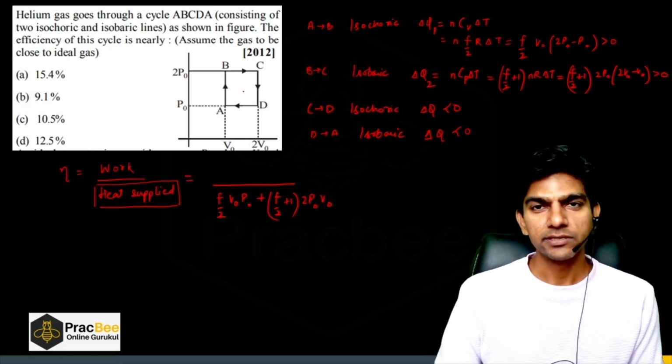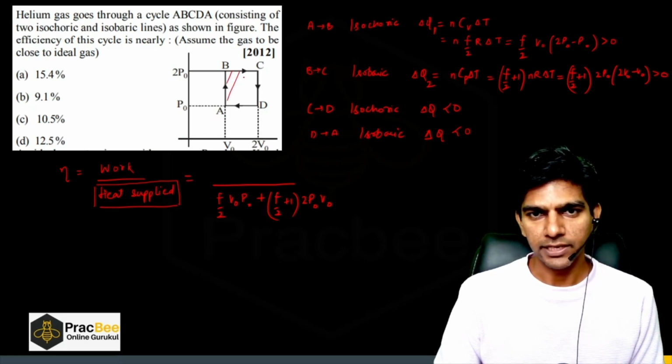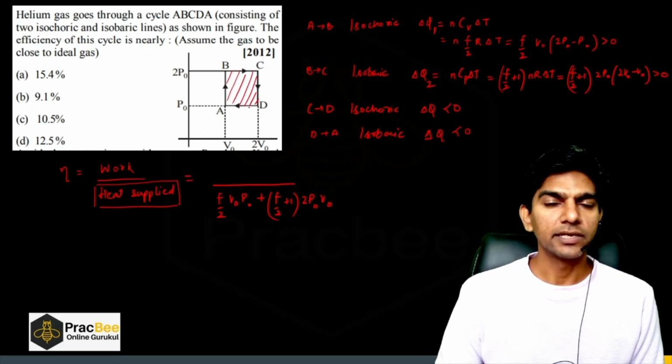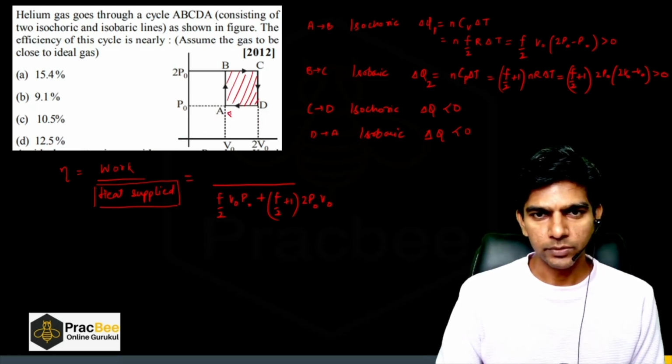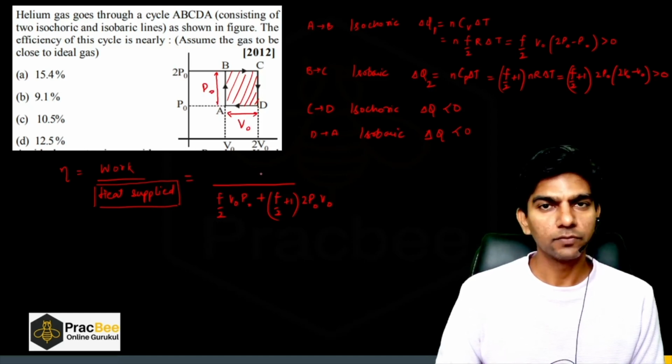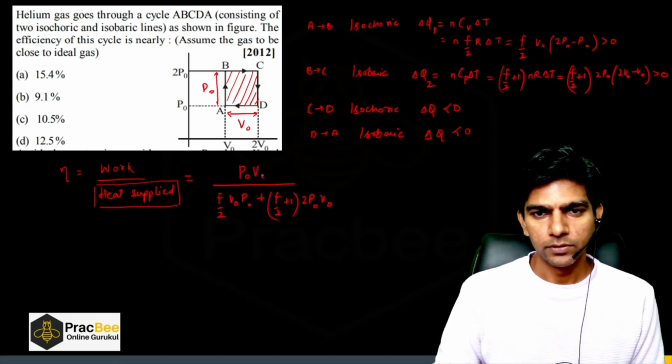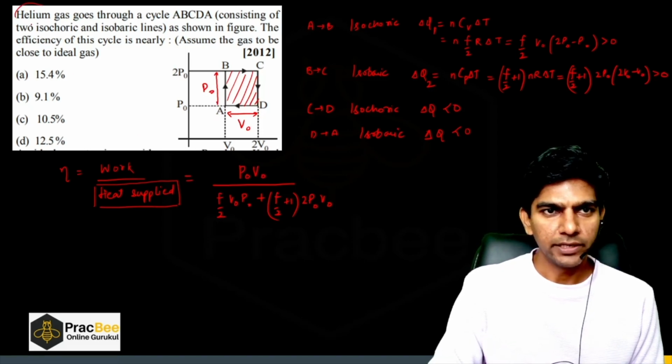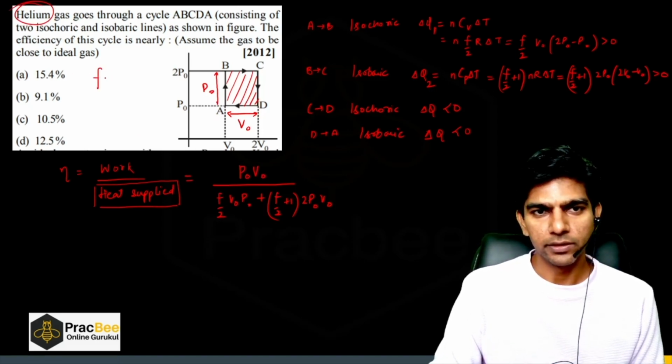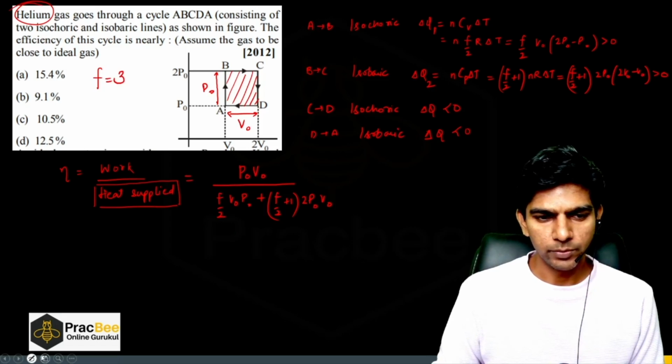And what is the work done? Since it's a cyclic process and we have a clockwise cycle, the area enclosed by the cycle will be the work done, which is nothing but the base V₀ times the height P₀. So work done will be P₀V₀. We are given helium gas, which is a monatomic gas, so the degree of freedom will be 3. So let us plug in the values.